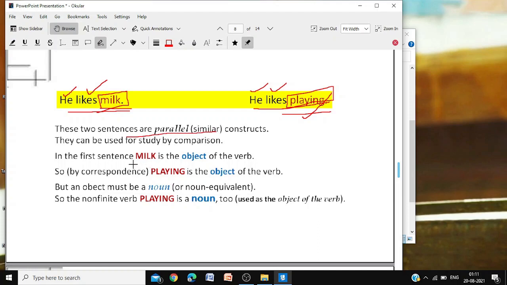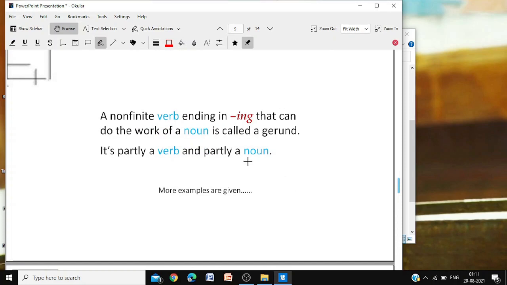So just as milk is the object in the first sentence, playing is the object in the second sentence. But an object must be a noun or a noun equivalent. So playing is also a noun or used as a noun, here used as an object of the verb likes. A non-finite verb ending in ing that can do the work of a noun is called a gerund. It is partly a verb and partly a noun.